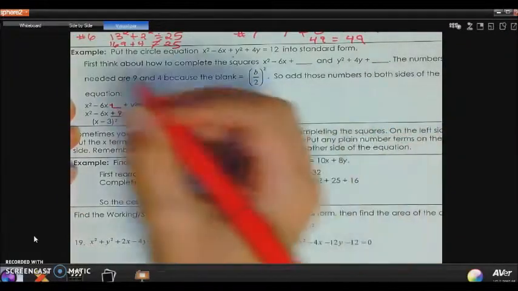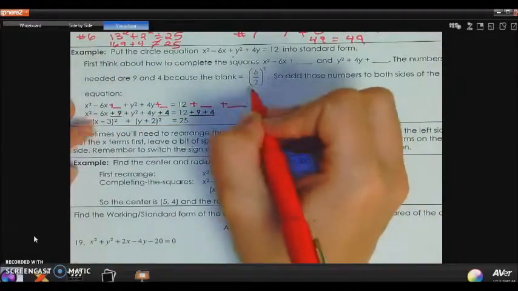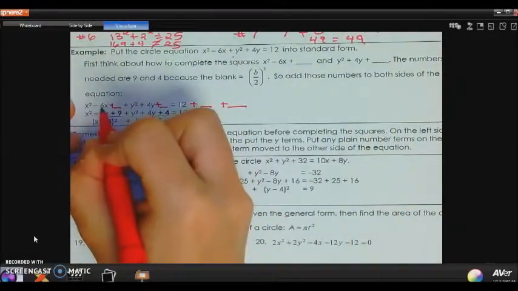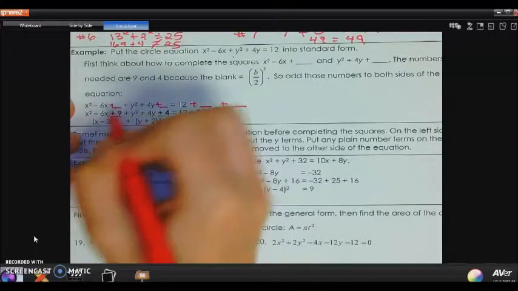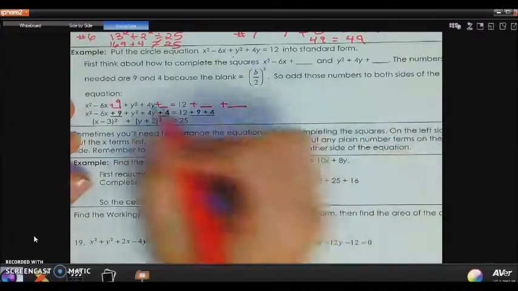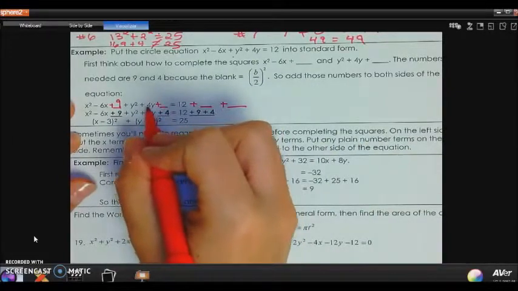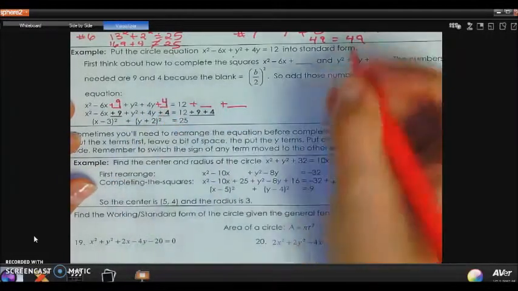Okay, so to fill in the blank, this is what you're going to do. You take half of this term, then square it. So half of 6 is 3. 3 squared is 9. So I put a 9 here. Then half of this is 2. 2 squared is 4. Okay, let me just repeat that one more time.